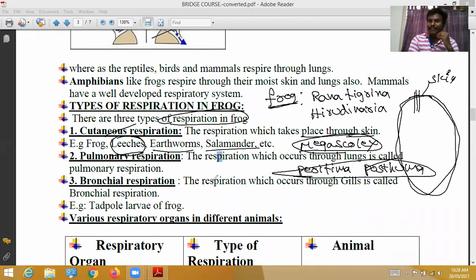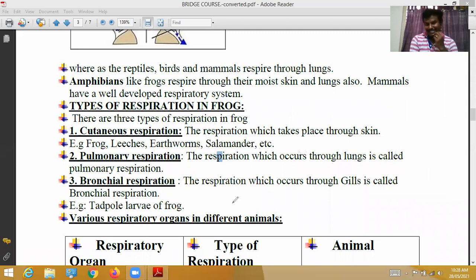Salamander is a kind of organism like a frog. Along with frog, these are all organisms that also respire through skin. Here, about leeches, one point I wanted to tell you. A leech contains a kind of anticoagulant factor in its body.